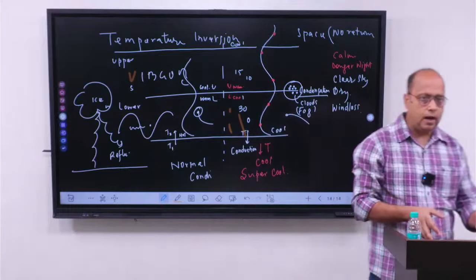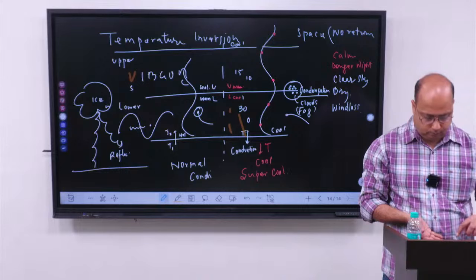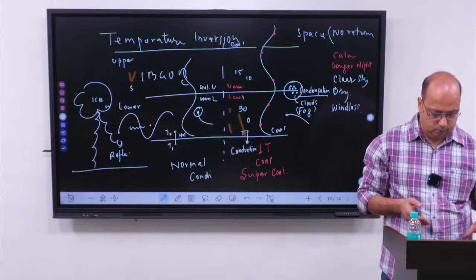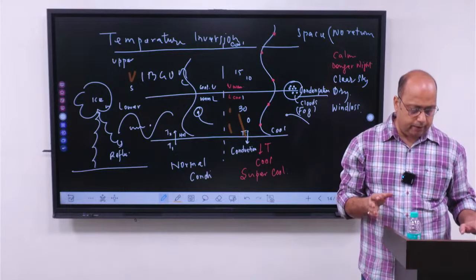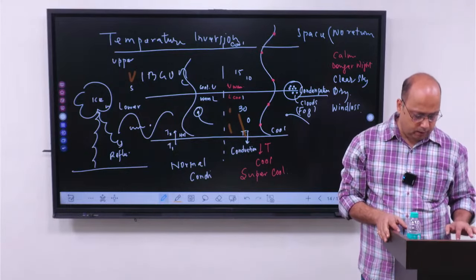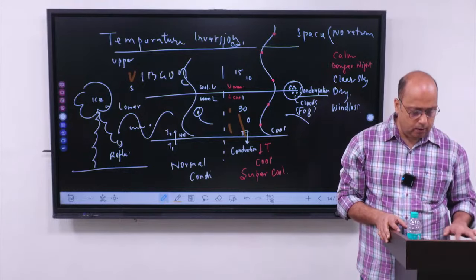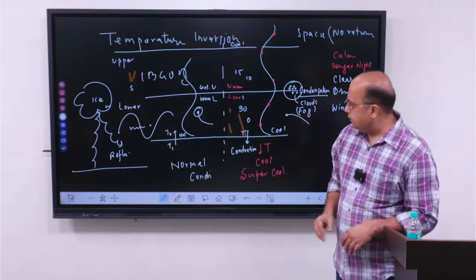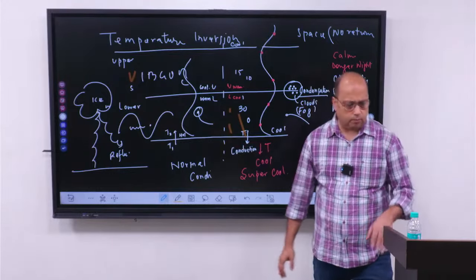So let us write. Write temperature inversion. So we'll write the definition first and then we're going to see the rest of the content. So write, in normal condition. Have you drawn this? No, no problem, I'll draw it again.